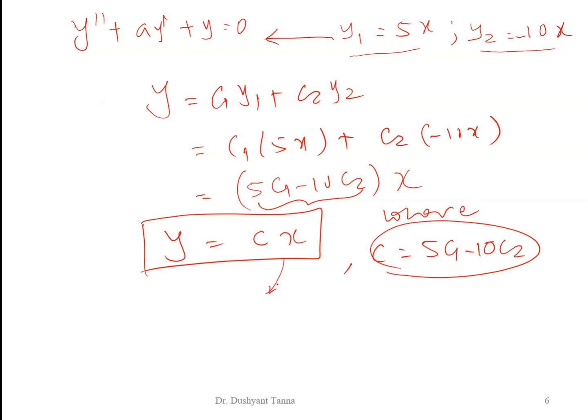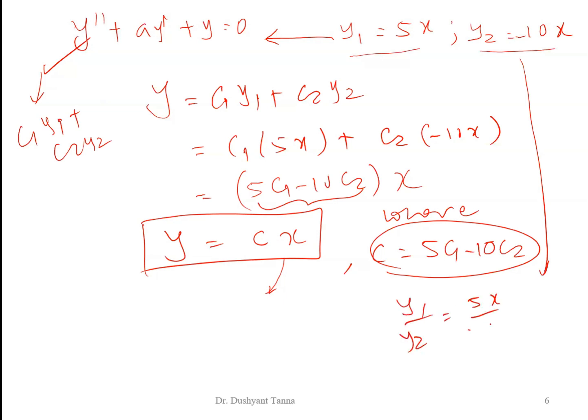But this is only one part of it. For a second order, we should always have C1y1 plus C2y2. When you talk about one constant and only one term, you're talking about first order, not the second order. And that's why it's very easy to observe that y1 over y2, which is 5x over negative 10x, is minus half, which is a constant. Therefore, they are linearly dependent.